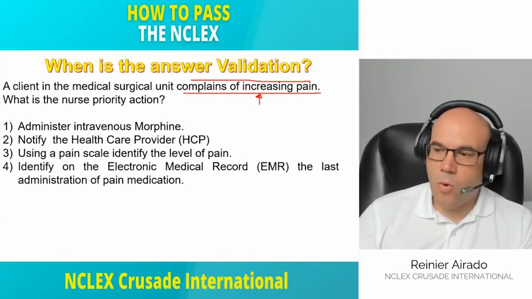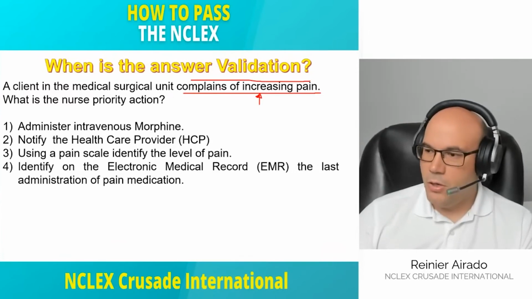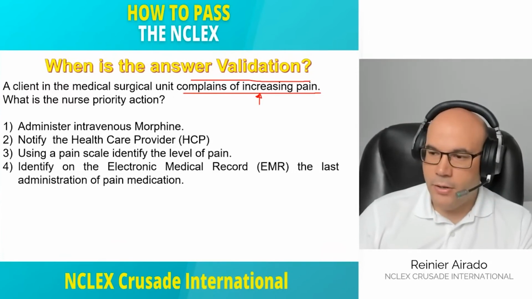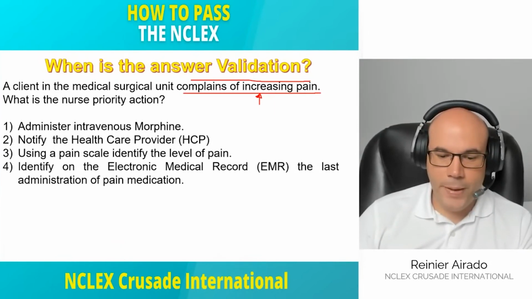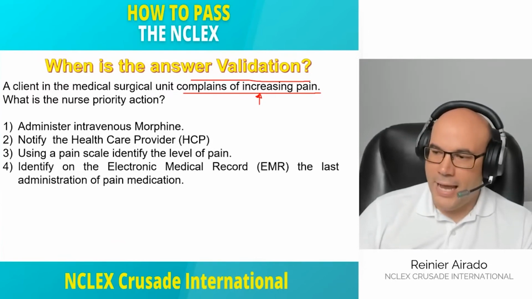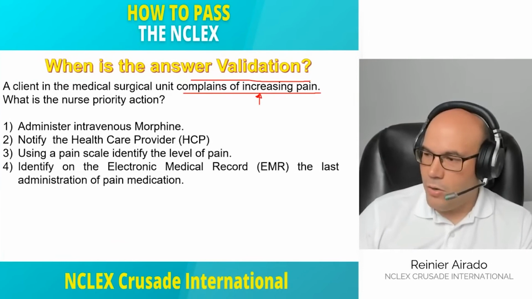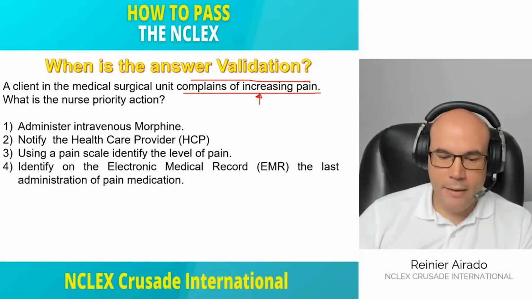We see answer number 1, administer intravenous morphine. Answer number 2, notify the healthcare provider. Answer number 3, using a pain scale, identify the level of pain. And answer number 4, identify on the electronic medical record, or EMR, the last administration of pain medication.